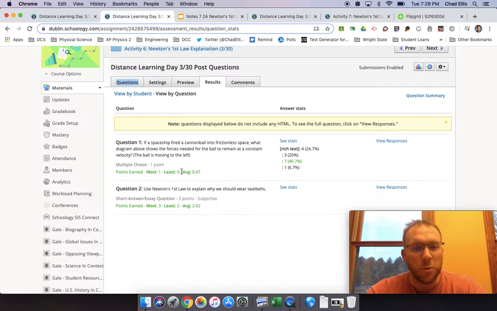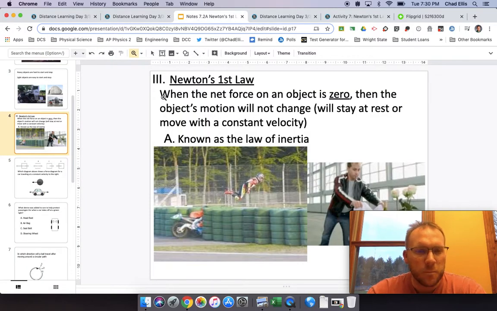We didn't do very well. We did even worse when we saw it as a pre-question, but for a post-question, we didn't do super great with this. So I wanted to go over and review this main idea. What we saw for Newton's first law: an object in motion stays in motion, an object at rest stays at rest. When the net force on an object is 0, then the object's motion will not change, meaning it will stay at rest or it will move at a constant velocity. Again, this is known as the law of inertia.